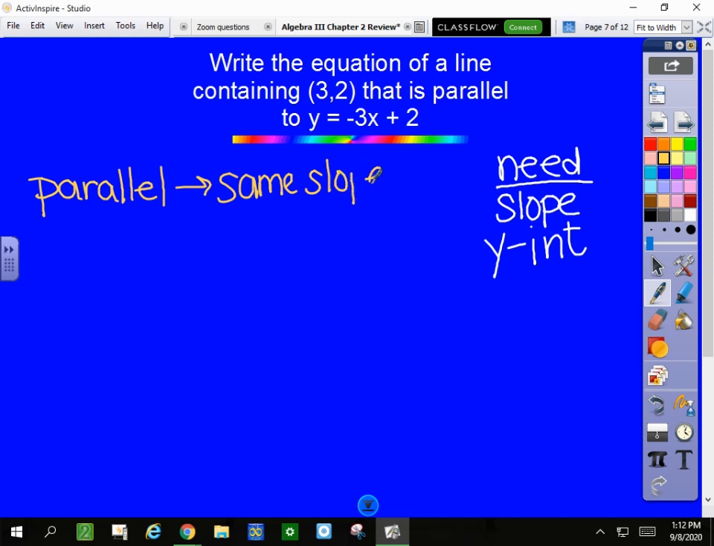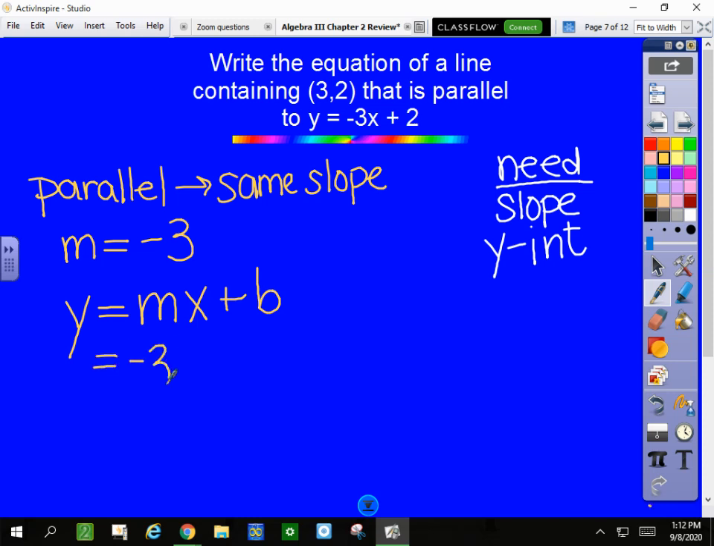Remember, perpendicular is opposite reciprocal. I'm probably doing that one next. So the slope of our new line is going to be -3, and it contains (3, 2). So just like the last slide, let's use slope-intercept form. I like to write it because it gives us a little place to look at, like what goes where. So the slope is -3. Again, it's the same because the lines are parallel.